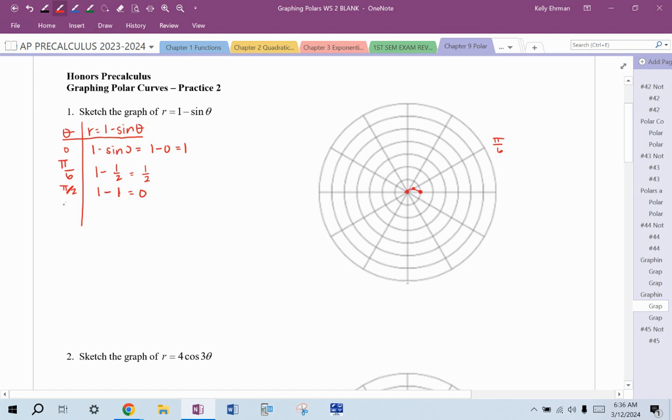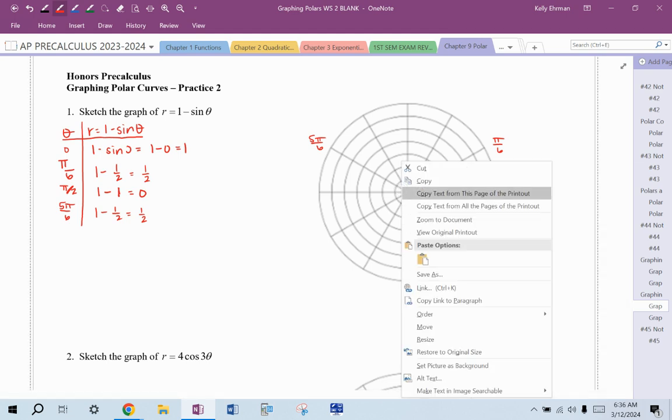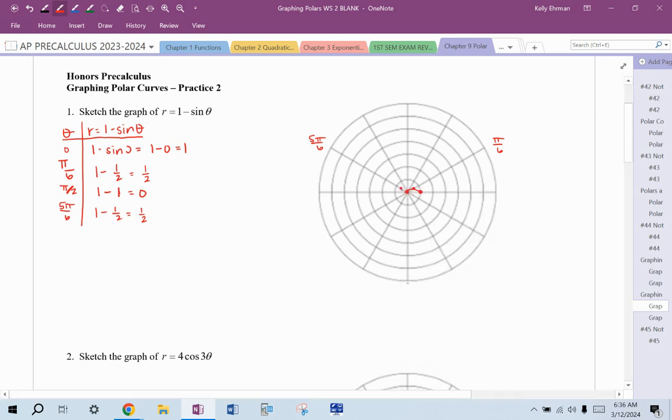And then on the graph, we would pick 5 pi over 6. Now we're in quadrant 2. That's again going to be 1 minus 1/2. So here's 5 pi over 6. Go out a little half unit, like that. And then we can plug in pi. 1 minus 0 is 1. So we have a little bit of symmetry going on. It's weird that it looks like a bounce happening. But remember, some of these are cardioid shapes, and so this is going to be one of those cardioids. It should look like a heart.